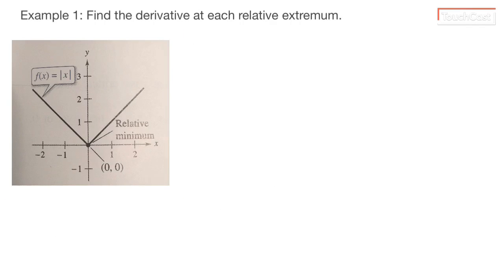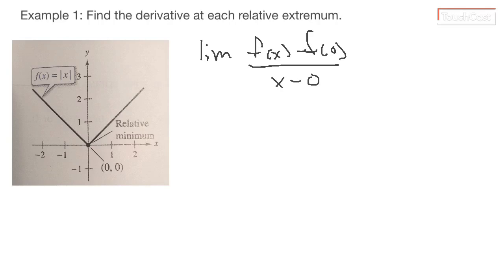The second example we're going to look at is the function, the absolute value of x, which has a relative minimum at the origin. We didn't learn a process to find the derivative this way other than using the limit process. So we're going to look at the limit of f of x minus f of 0 over x minus 0 as x goes to that minimum from the left, and then we're going to also look at it from the right.